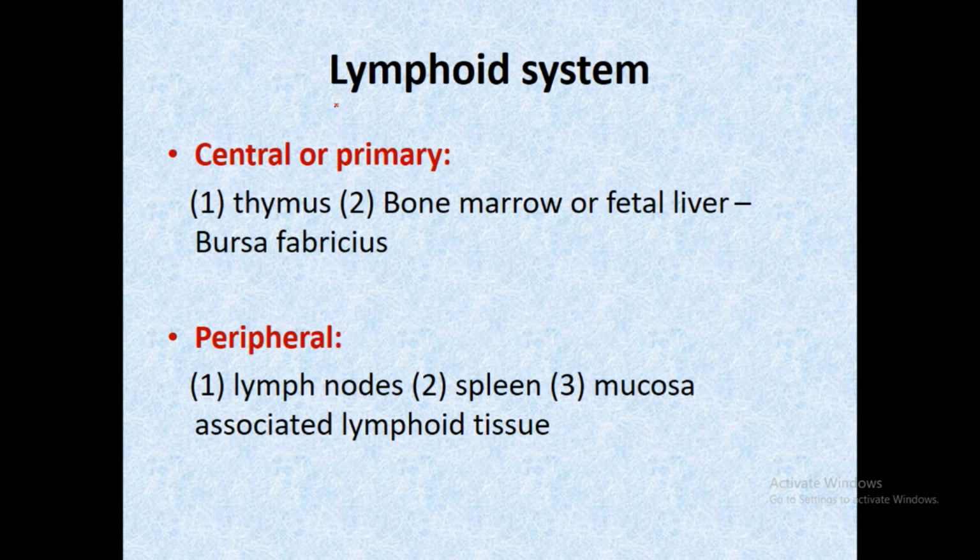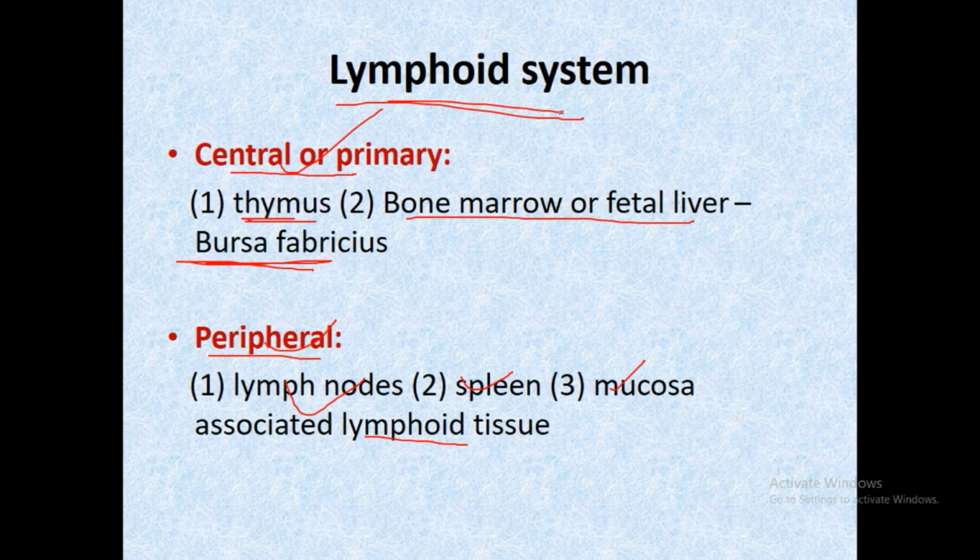Now the second one is the lymphoid system. Lymphoid system is either central or primary, or peripheral. The central system includes the thymus gland, the bone marrow or fetal liver, or bursa fabricius. And the peripheral system includes the lymph nodes, spleen, and mucosa associated lymphoid tissue.